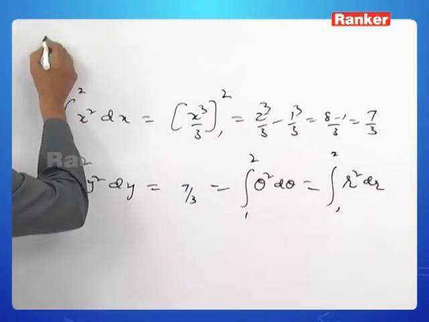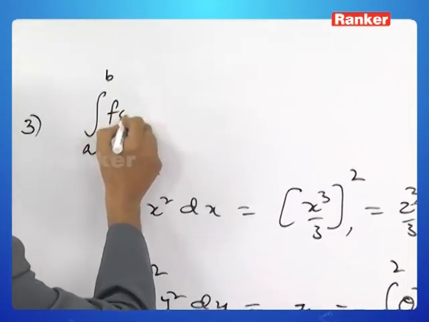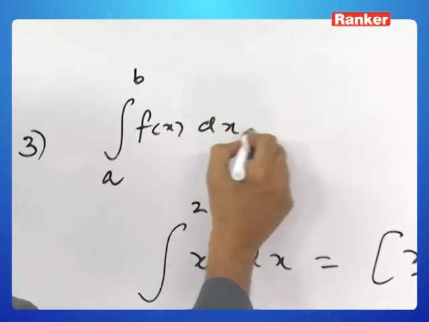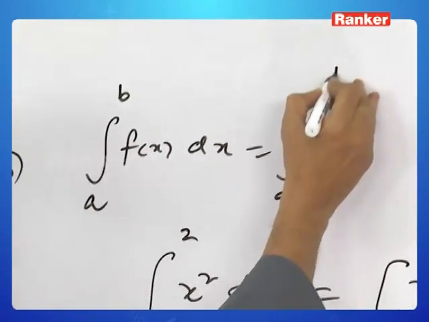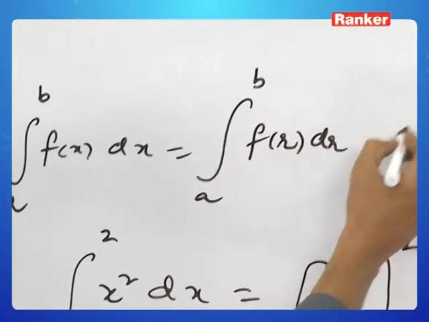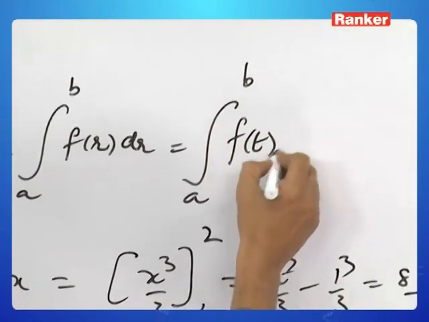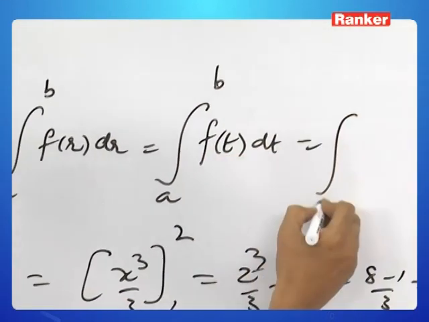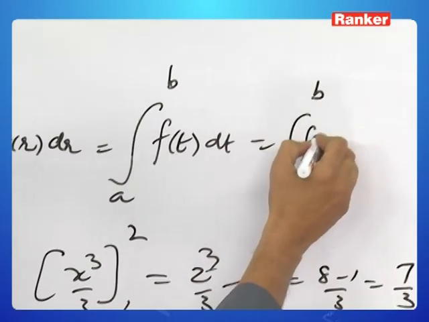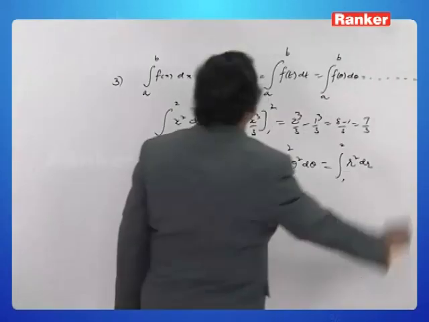That is, the third property is integral a to b f of x dx is equal to integral a to b f of r dr is equal to integral a to b f of t dt is equal to integral a to b f of theta d theta is equal to etc. etc.